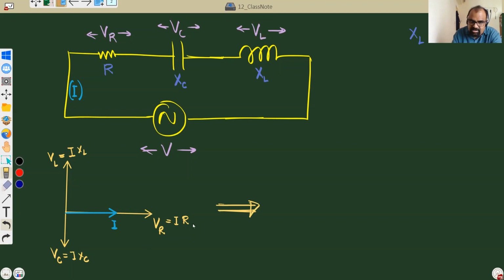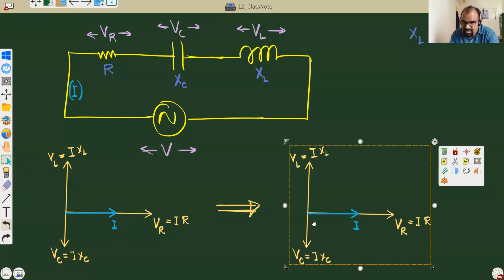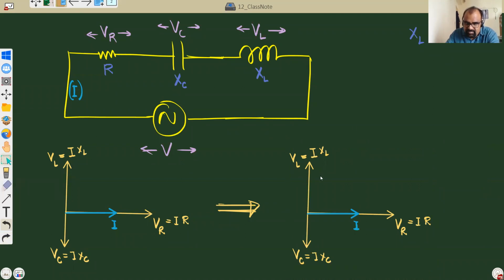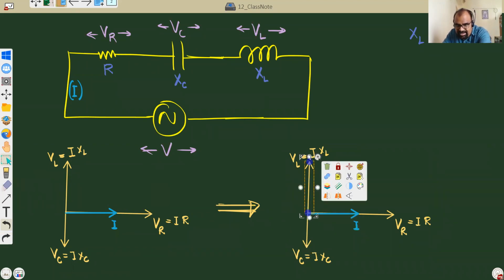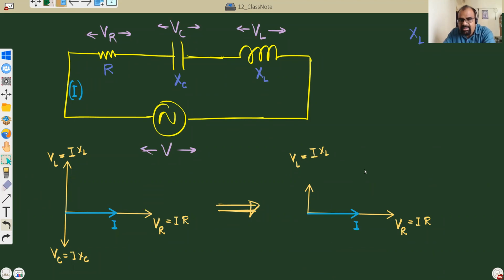In order to add, first we have to add these 2. So I will copy paste this diagram first. And then this and this is to be added. So when you add this and this, this one will get shorter in size, and this one is removed. Any problem? Now, how much is this? This is VL minus VC, which will be equal to I into XL minus XC.